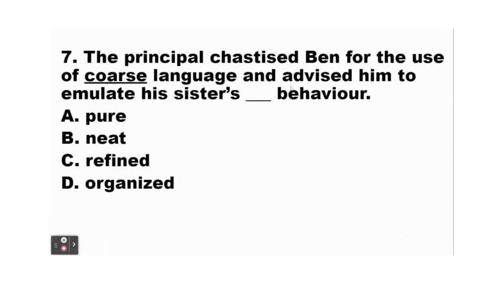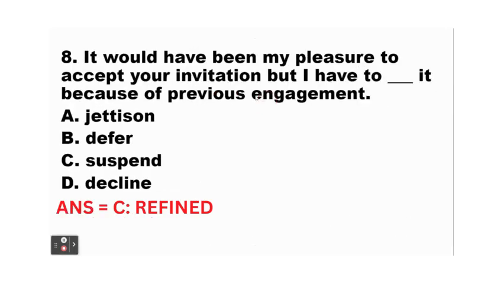Number 7, the principal chastised Ben for the use of coarse language and advised him to emulate his sister's dash behavior. A, pure, B, neat, C, refined, D, organized. Now, coarse here means rough, unrefined, rude, and so the correct option is C, refined. The principal chastised Ben for the use of coarse language and advised him to emulate his sister's refined behavior.